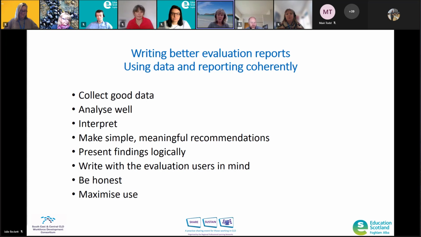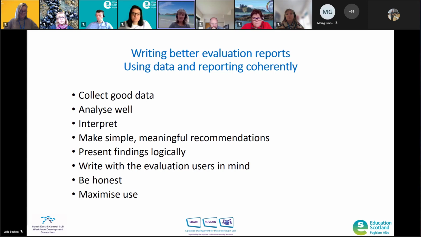Very hard to do, but be honest. Make those findings clear, transparent and easily accessible. It is okay to include what didn't work and what you learnt from it. It can be a huge source of learning for yourself and for other people as well.